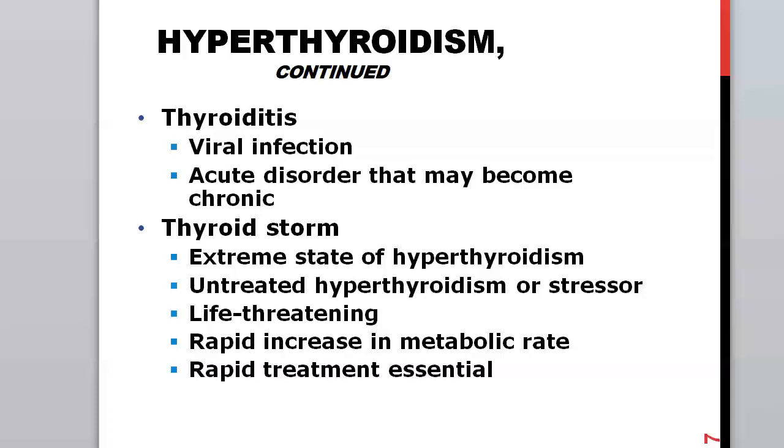And what do we mean by a stressor? A stressor could be anything from an infection, from a trauma, even someone who is a known diabetic who may have untreated DKA, or somebody that might have some type of manipulation of the thyroid gland during surgery. And as I said before, it's really important that a person recognizes that they're going into this thyroid storm and get to the hospital as soon as possible, because rapid treatment is essential.